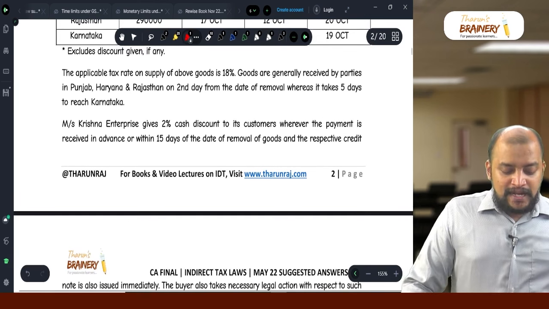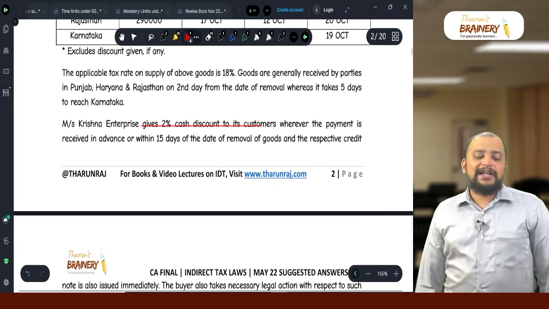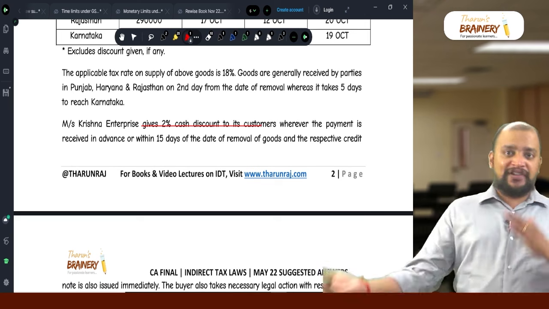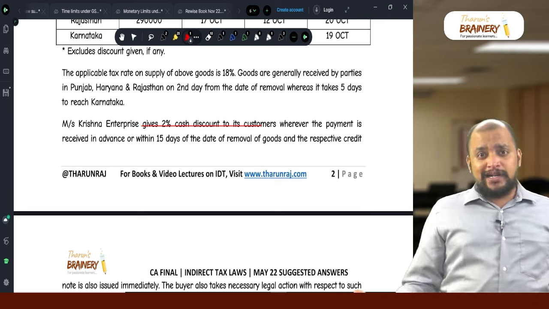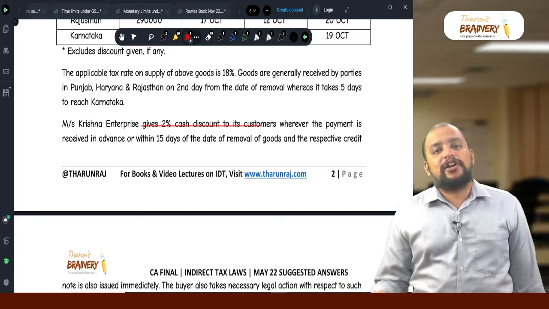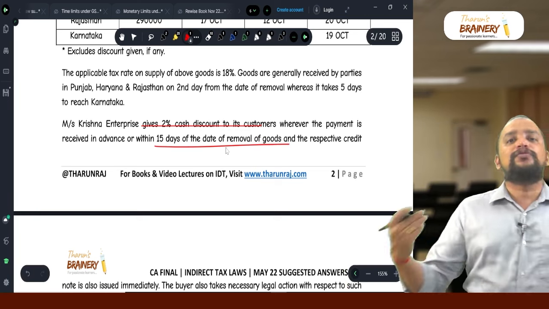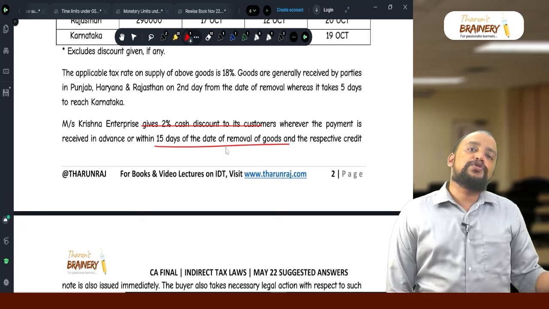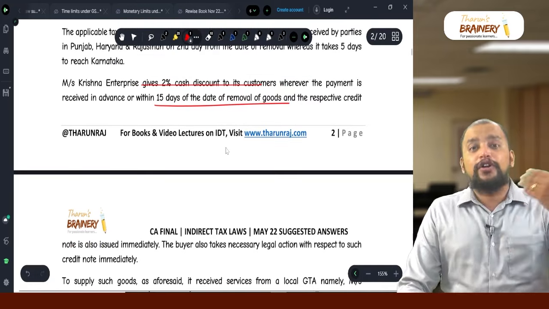Messrs. Krishna Enterprises gives 2% cash discount to its customers wherever the payment is received in advance or within 15 days. When is it called advance? If the payment is received before the date of invoice, it is called advance. Either that, or within 15 days from the date of removal if the payment is received. So in these two cases there is a discount being offered, and the respective credit note is issued immediately.